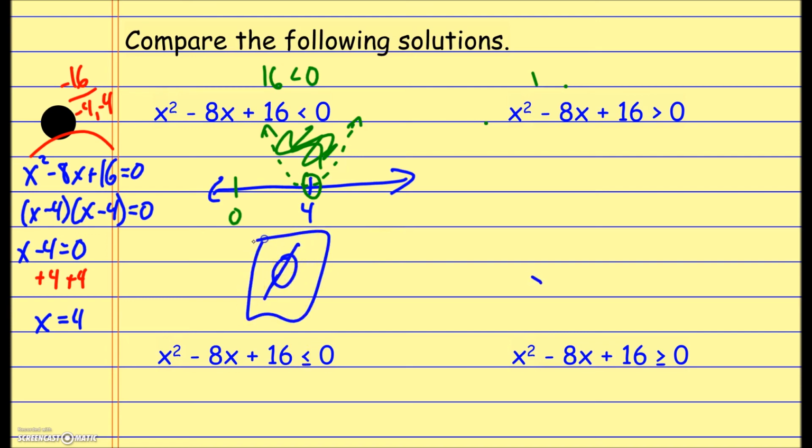Okay, and another example where I'd have no solution, of course, is if I had a parabola that didn't cross the x-axis and I was shading inside the parabola. That would be an issue as well. All right, so kind of think about that in that context.